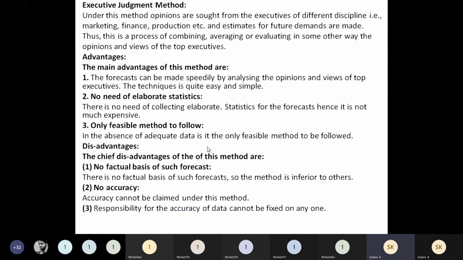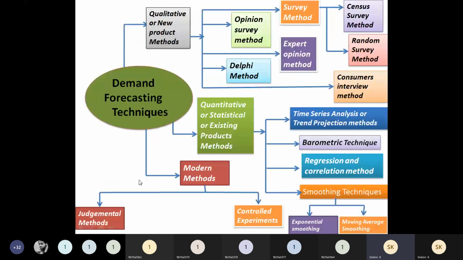So you can collect the opinions of the top executives, but the judgment is in your hand, so you cannot claim that their opinion is not good. You cannot make them responsible also. Okay, so all such disadvantages are there when you apply these judgmental methods. So based on the necessity, you can apply that.